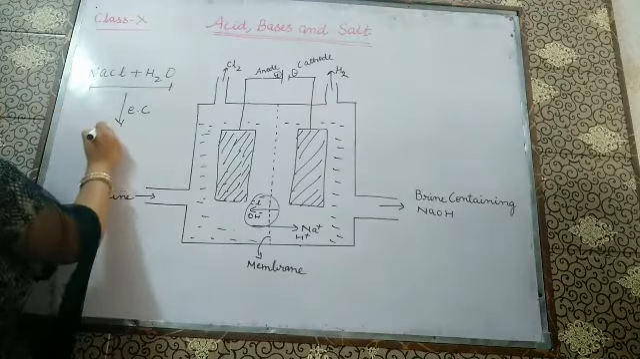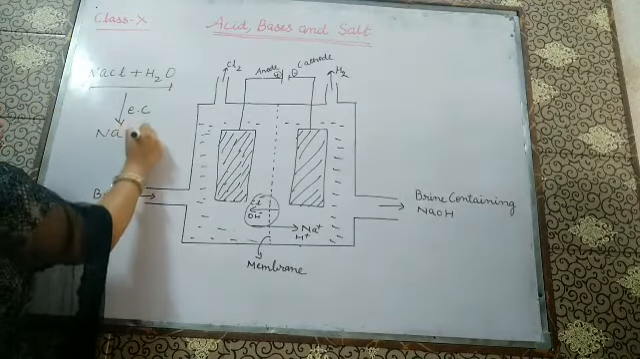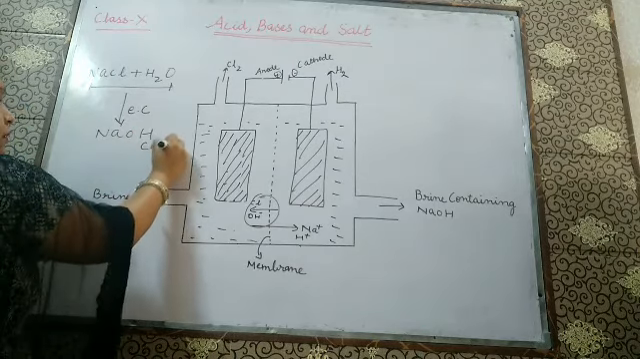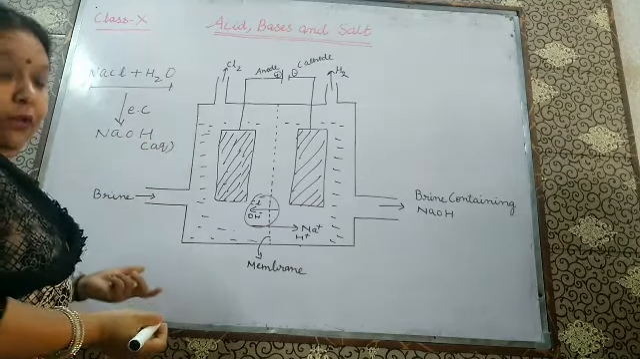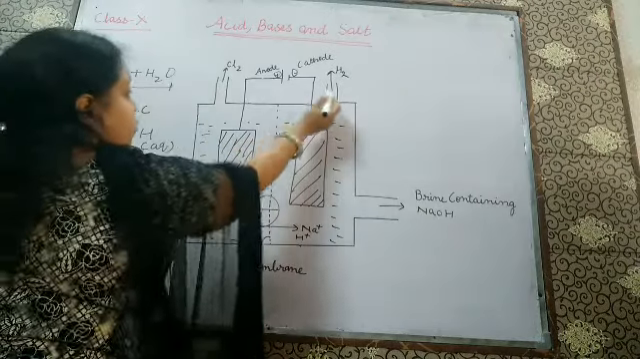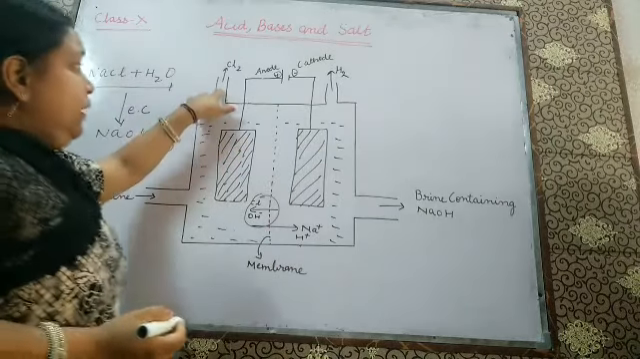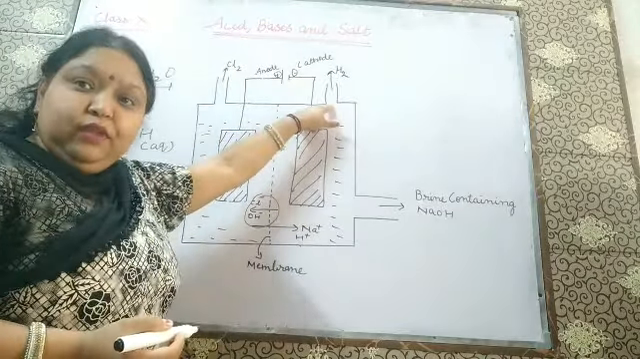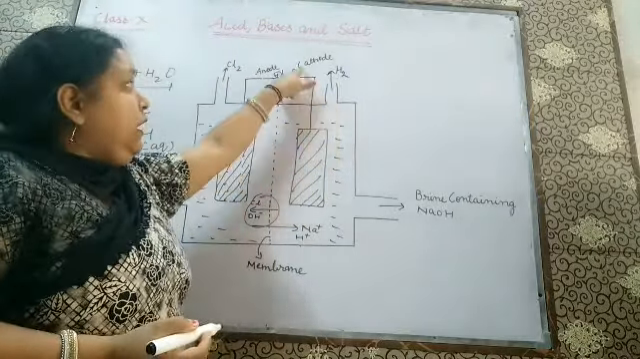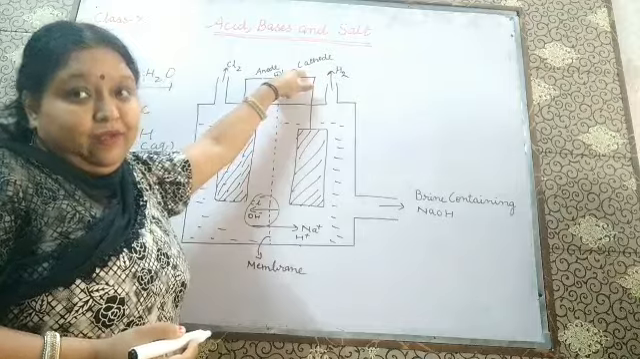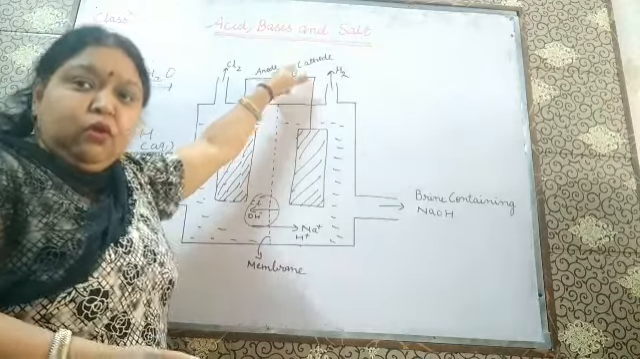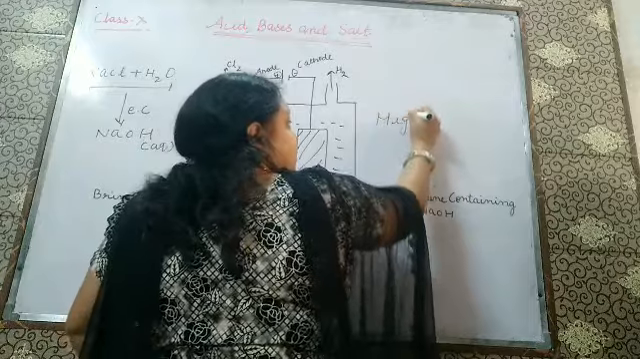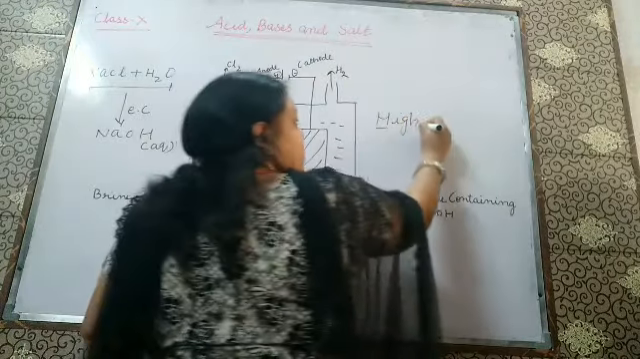We will get NaOH, which will be in aqueous form, meaning mixed in water. And here you can see two outlets. One has chlorine gas and another has hydrogen gas. Hydrogen gas will be collected at the cathode, as I explained in the previous video also: H for hydrogen and H for high. You can remember it like this.